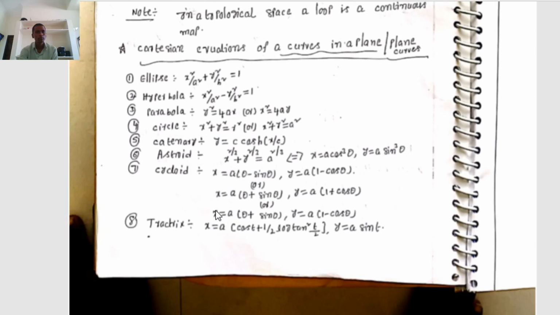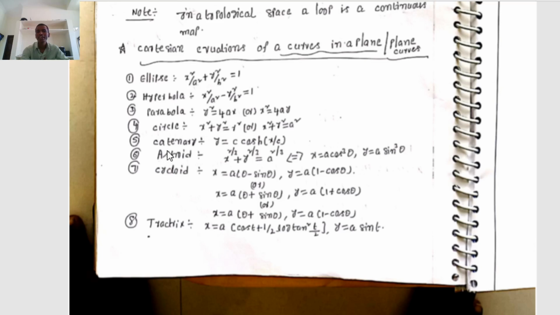Okay, some standard formulas. The Cartesian equations of plane curves. The Cartesian form of the ellipse in the xy plane is x²/a² + y²/b² = 1. The Cartesian form of the hyperbola is x²/a² − y²/b² = 1. The Cartesian form of the parabola is y² = 4ax or x² = 4ay. The Cartesian form of the circle is x² + y² = r² or x² + y² = a².